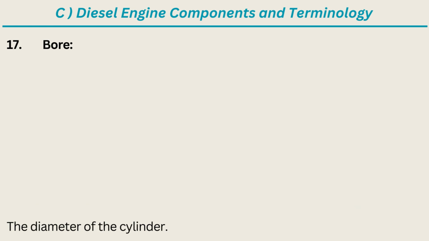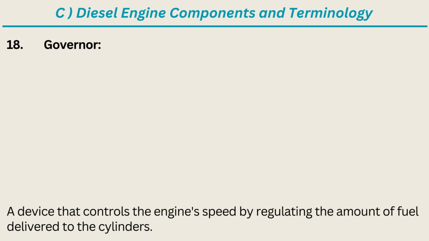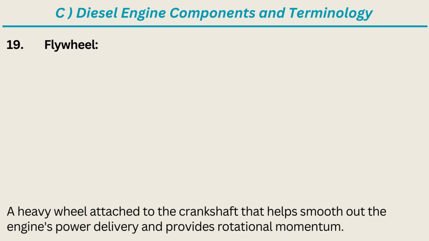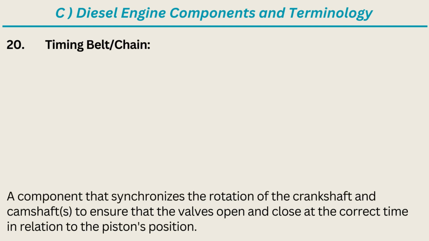17. Bore. The diameter of the cylinder. 18. Governor. A device that controls the engine's speed by regulating the amount of fuel delivered to the cylinders. 19. Flywheel. A heavy wheel attached to the crankshaft that helps smooth out the engine's power delivery and provides rotational momentum. 20. Timing belt/chain. A component that synchronizes the rotation of the crankshaft and camshafts to ensure that the valves open and close at the correct time in relation to the piston's position.